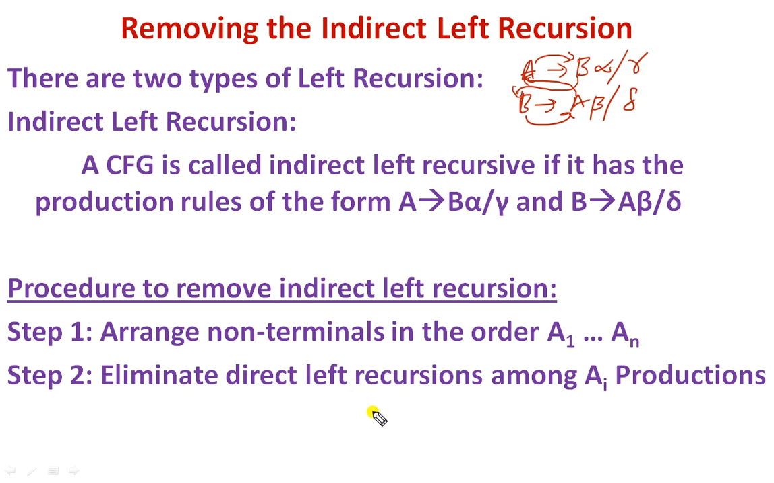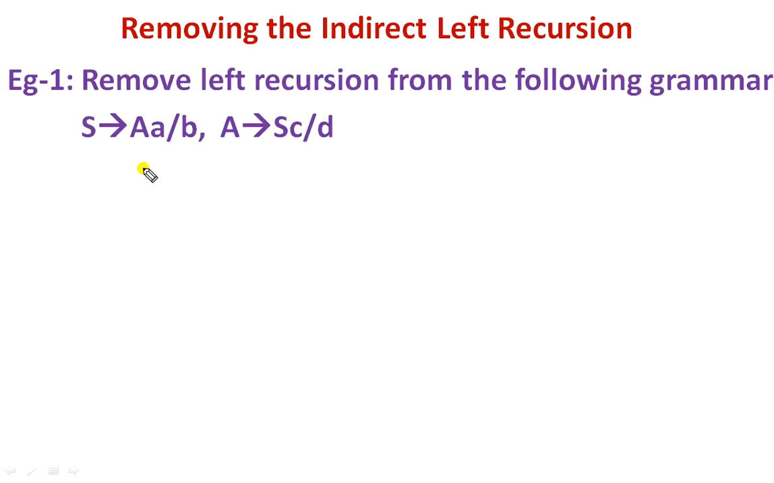Now let us take one example and see how we are going to eliminate the indirect left recursions. Here there are two production rules given. S generates AA or B, A generates SC or D. Here you may observe that S is generating A and A is generating S. So it actually consists of indirect left recursion. We need to remove this left recursion.